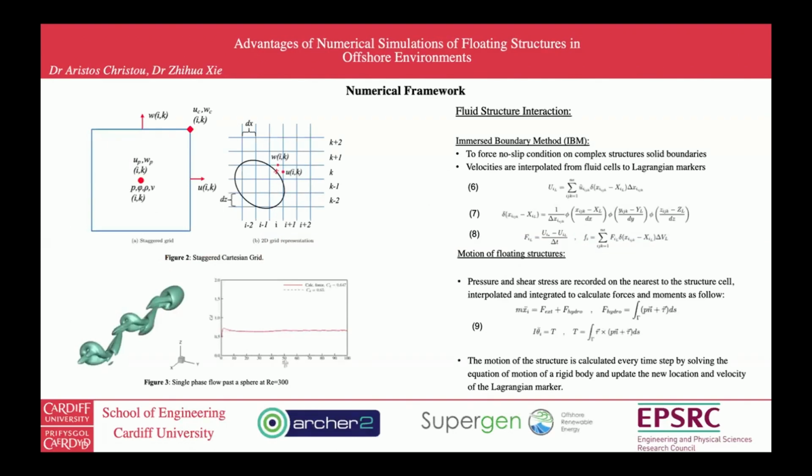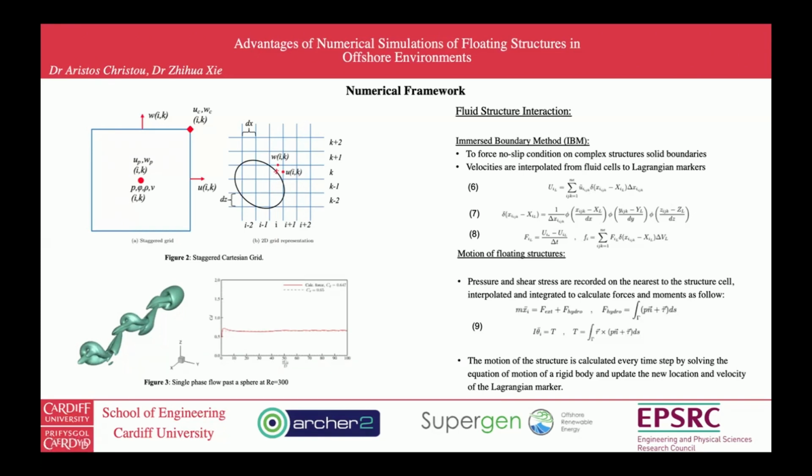Equally important is the fluid structure interaction and the way we generate solid boundaries. In this case, we're using the immersed boundary method, where if we have a solid structure inside the numerical wave tank, we use Lagrangian markers, as you can see here in figure 2, the red crosses, where Lagrangian markers form the solid geometry of the structure, and then velocities of the fluid cells are interpolated to the location of the Lagrangian marker to calculate a force to enforce a no-slip boundary condition. This is the case when we have a static and fixed structure.